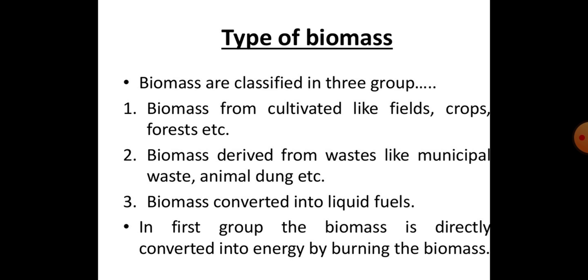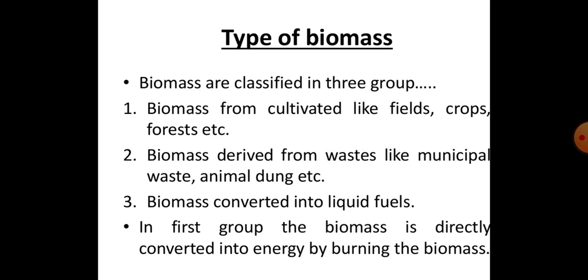Next, what are the types of biomass, and how can we categorize various types of biomass? Generally we categorize biomass in three forms. The first is biomass from cultivation, like fields, crops, forests, etc. These are cultivated directly from lands, like crops, forests, plants. So that is one type.